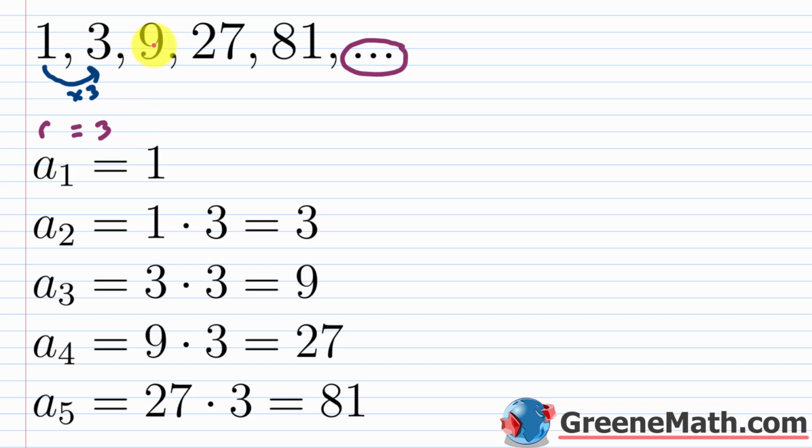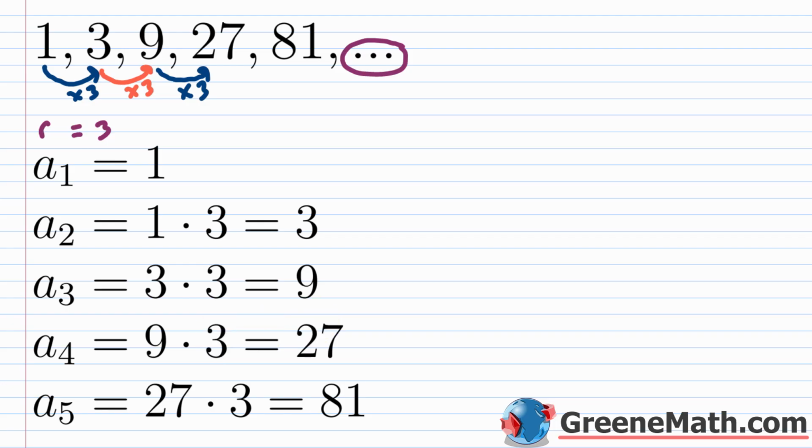Then when I think about my a sub 3, again, I'm just going to multiply my a sub 2 value, 3, by 3. So a sub 3 is equal to 3, that's my a sub 2 value, times 3, that's my r, and that equals 9. Then if I want a sub 4, again, I'm just going to multiply by 3. So 9 times 3 gives me 27. So a sub 4 is equal to 9, that's my a sub 3 value, times 3, again that's my r, and that equals 27.